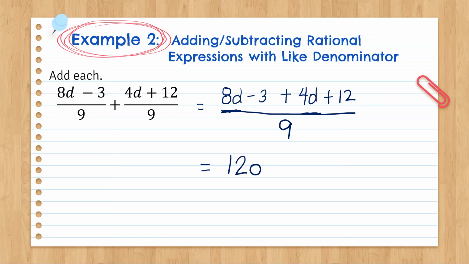So that is 12d. For negative 3 tsaka 12, wala naman silang parehong variable. So pwede rin natin silang i-simplify. Negative 3 plus 12, since they have unlike signs, so we subtract. 12 minus 3 is 9. And 12 is bigger than 3, so we are going to fix the sign positive. Kasi kung ano yung malaking sign, when we are subtracting, yun ang gagamitin natin. For the denominator, we simply copy that one.